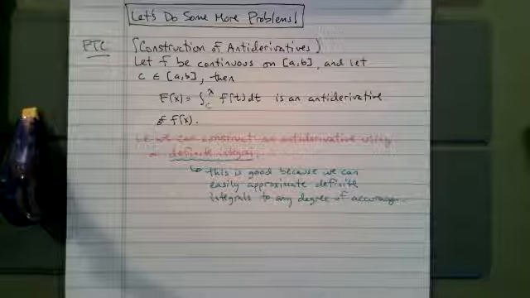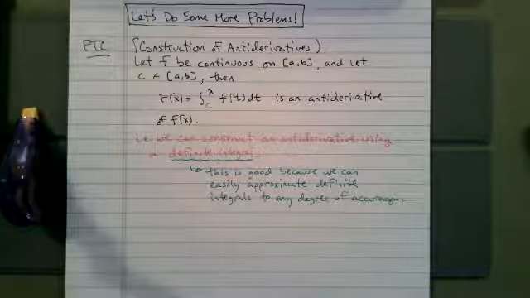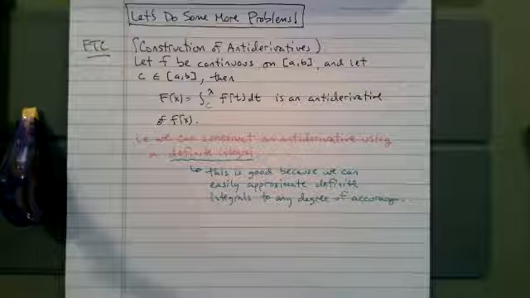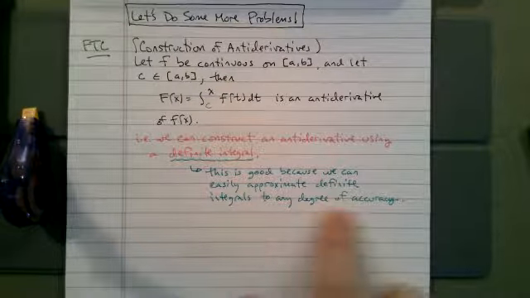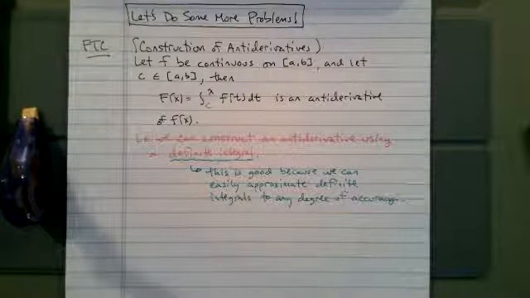And this is good because we can approximate definite integrals to any degree of accuracy, because all we're doing is calculating area as length times width. And so if we need more decimal places, then we just do more subintervals. So with enough computing power, we can do this to any degree of accuracy. Computing power or just time to do the calculation.